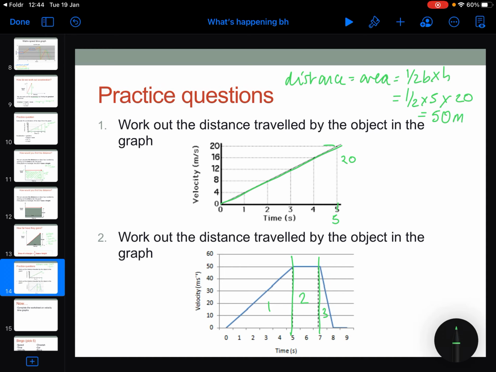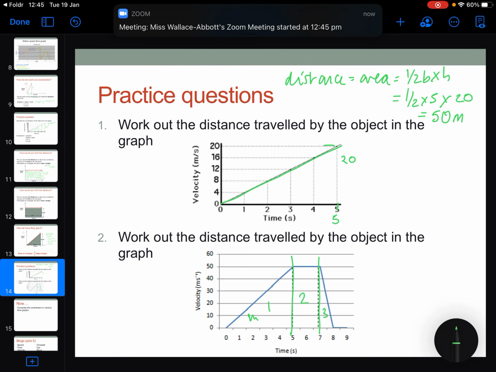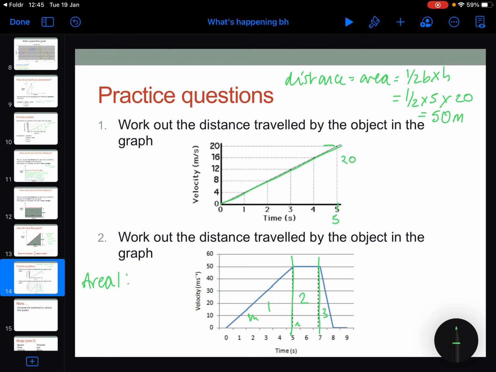Now I'm going to do number 2. I'm going to work out the area for number 1, so this bit, then number 2, then number 3, and I'm going to add them all together. So number 1, I'm going to call this area 1. It's a triangle, which means half base times height. So that is half times the base is 5. The height is 50. So half times 5 times 50 equals 125 meters.